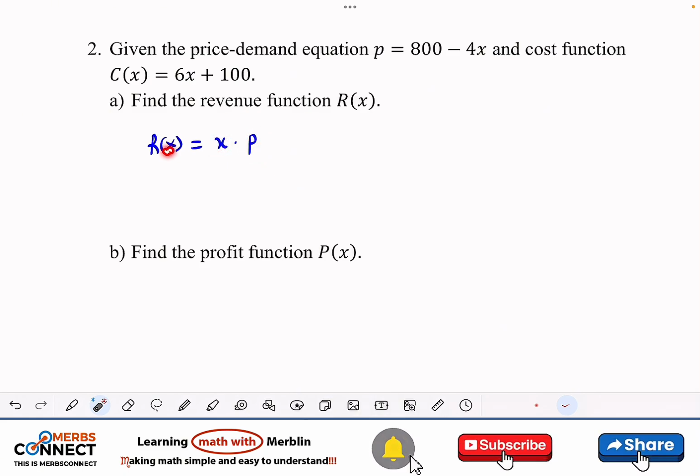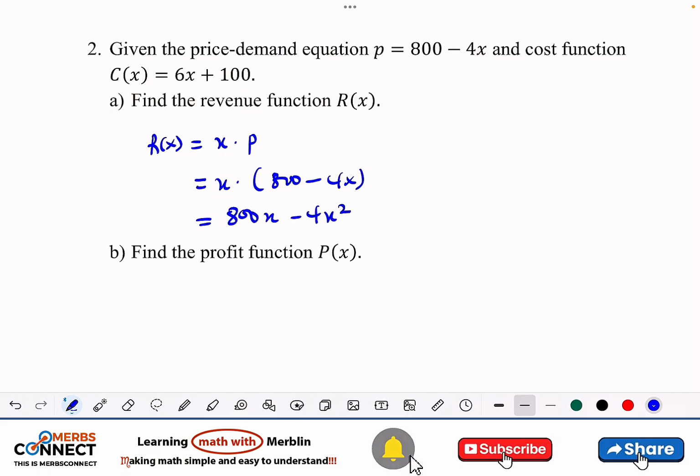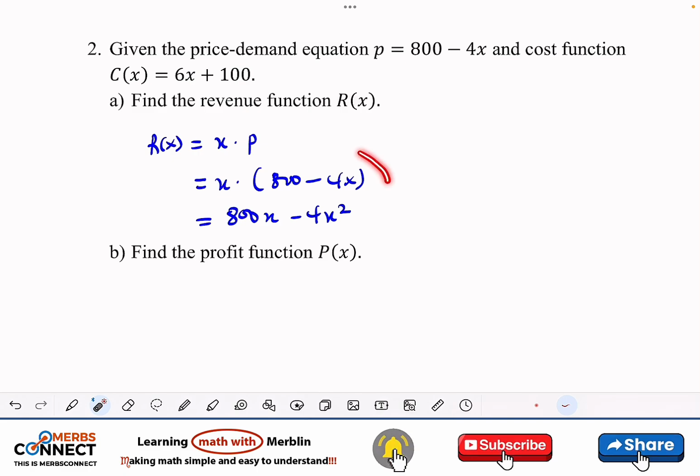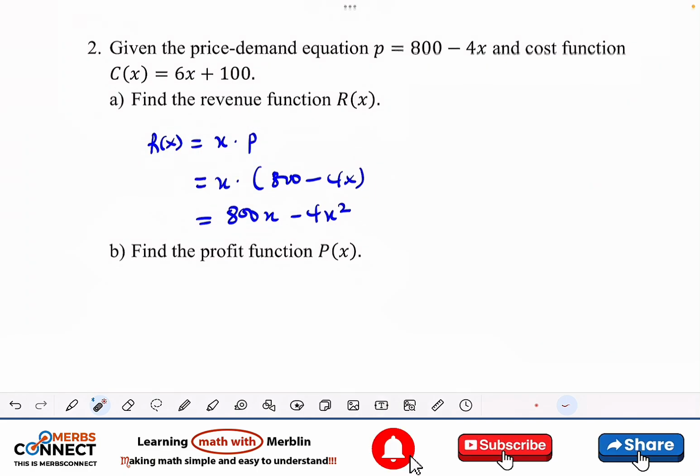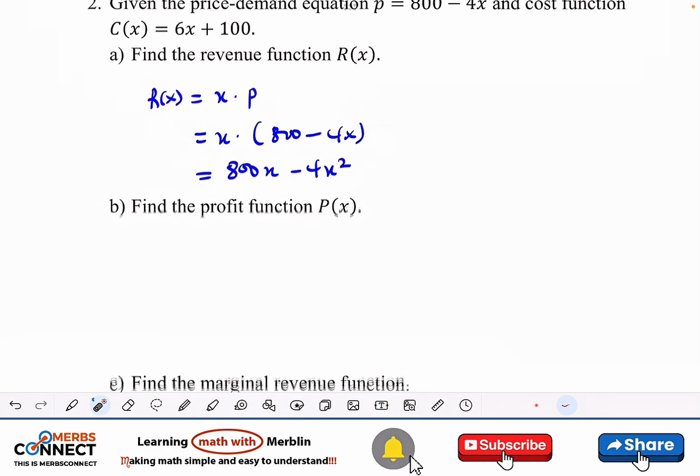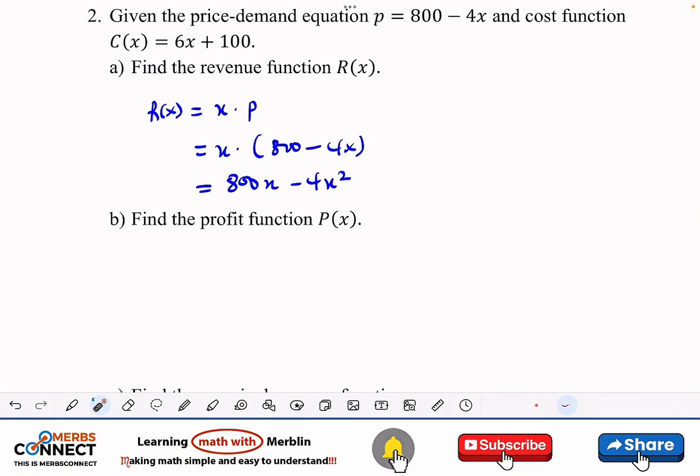So sorry, yeah, that's right. So now since this is X, we need to look for P. But fortunately for us, P is given here. So we are going to have this to be equal to X times 800 minus 4X. And when I multiply through, I'm going to have 800X minus 4X squared. So this will be my revenue, right? So nice.